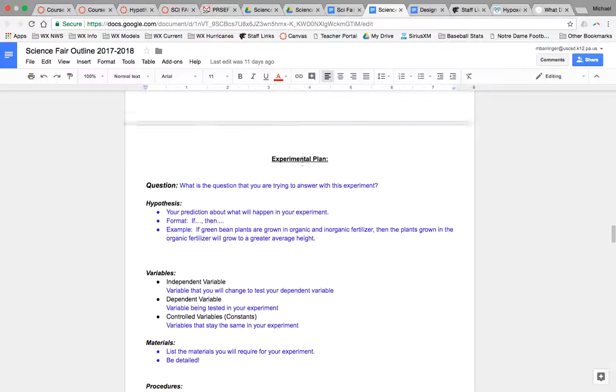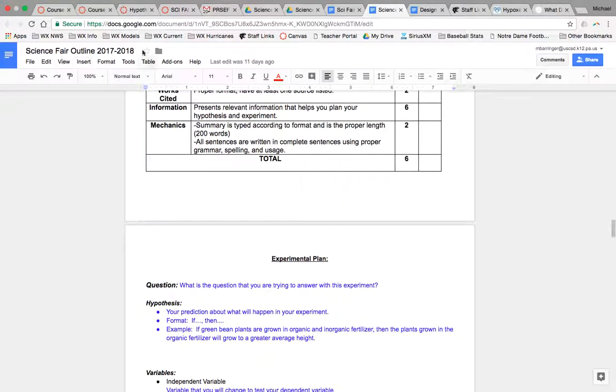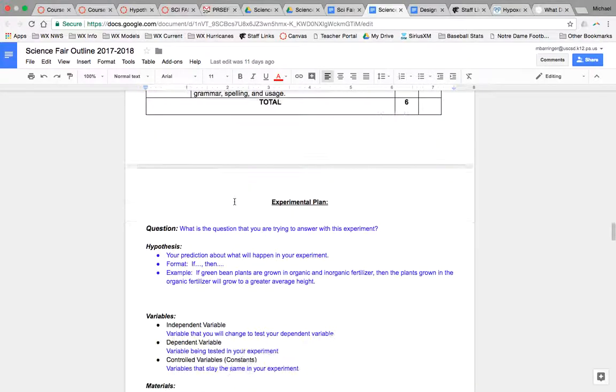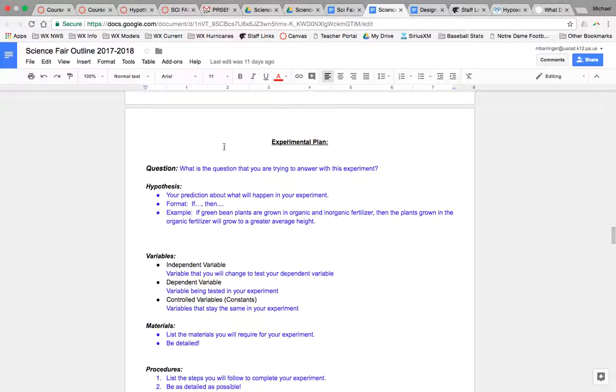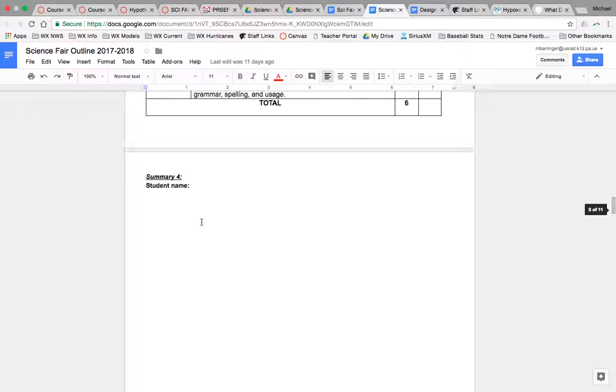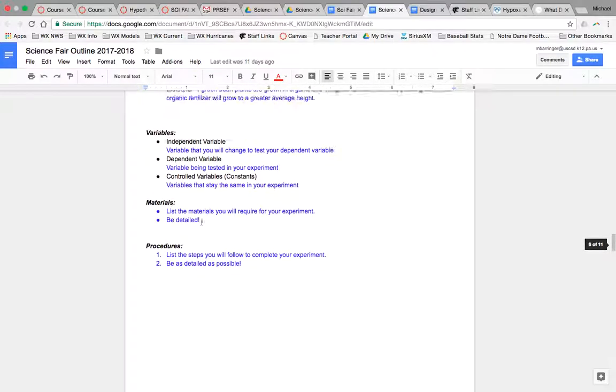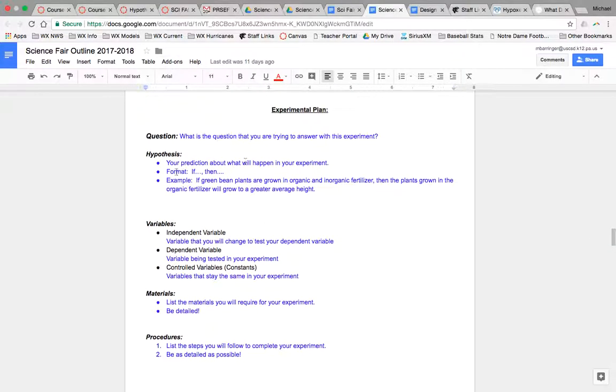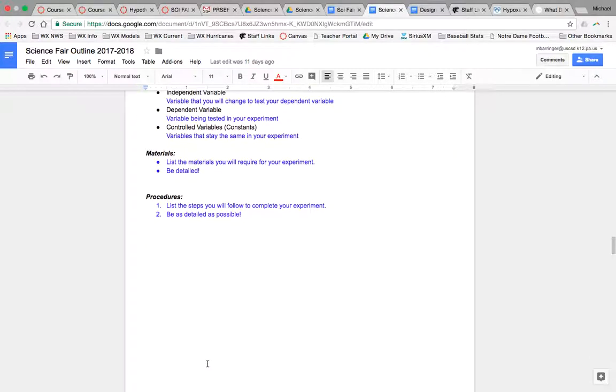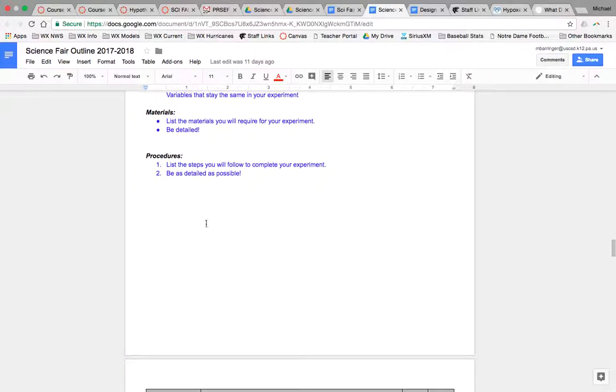Now, if you go to your template, your science fair outline that you all should have shared with me by now. If you haven't, please do so. This is where you're going to fill that out. So you've put in your research summaries. Now is the time to fill out this section. Give me your question, your hypothesis, your variables, your materials, and your procedure. Your procedure should definitely go on to the next page.